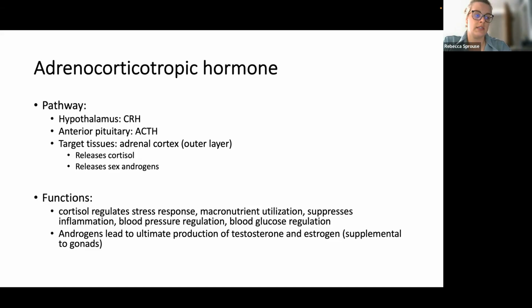So androgens, ultimately, this production here in the adrenals is quite complicated, but ultimately what happens is the androgens in the adrenal cortex lead to the ultimate production of testosterone and estrogen. And the gonads, the testes, and the ovaries produce the most testosterone and estrogen, but they are supplemented by the adrenal medulla.